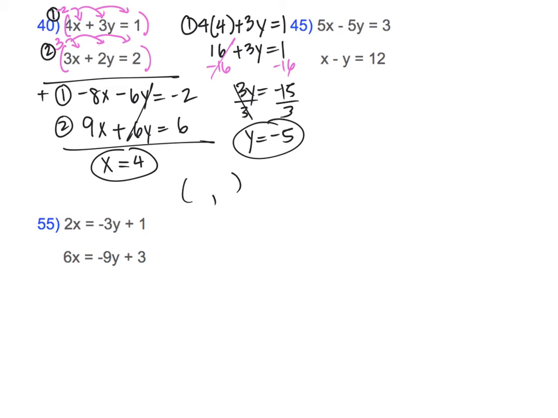So my solution is 4, -5 for my coordinate. And that is my intersection, or my solution.